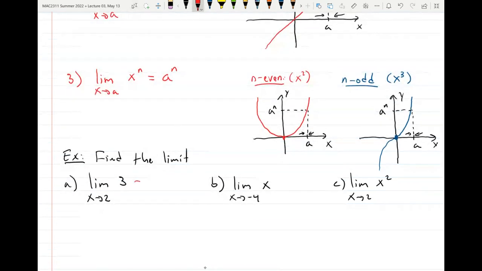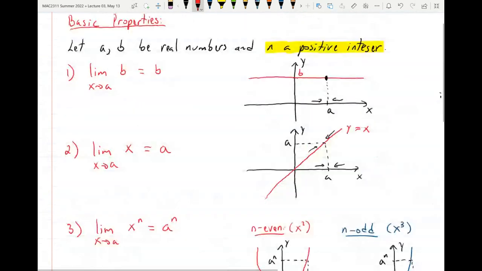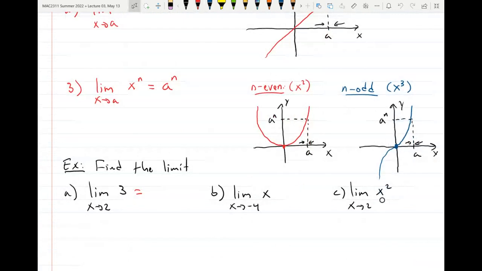So the first one, this is actually our basic property number 1, right? So we are dealing here with the constant function y equals 3. And as you know, this limit is just 3. So when x approaches 2, the y approaches 3. I mean, our y is always 3 anyways. So this limit is equal to 3.